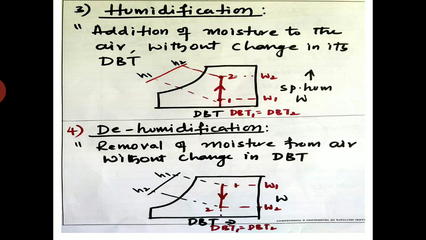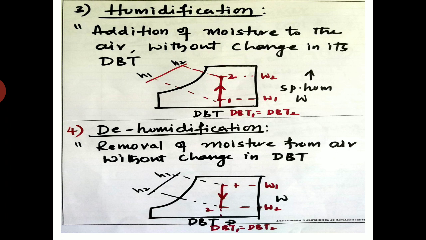So efficiency of heating or cooling can be obtained as 1 minus bypass factor. Then the third process is humidification. What do you mean by humidification? Adding of moisture to the air without changing its dry bulb temperature. So adding of moisture to the atmospheric air is called humidification.